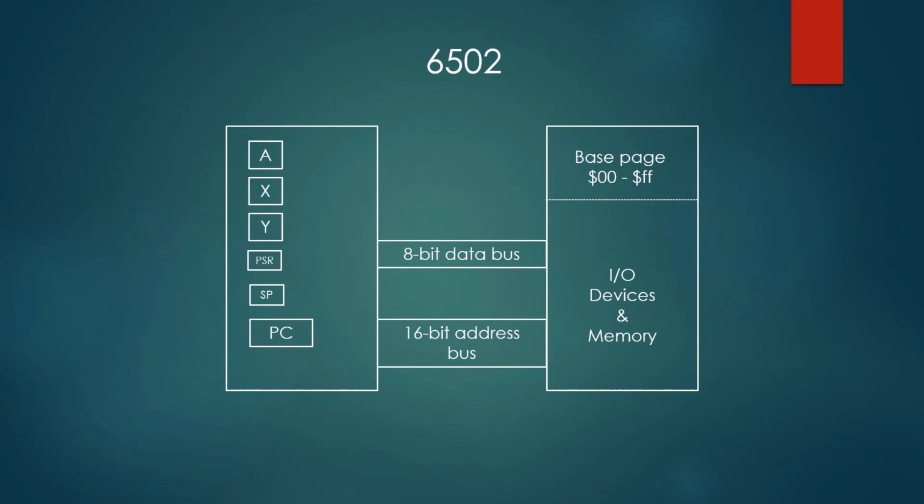Now, the 16-bit address bus is the mechanism that communicates the address of data to be manipulated. And the 8-bit data bus is where the data is transferred to and from memory or from the CPU to and from I/O devices.